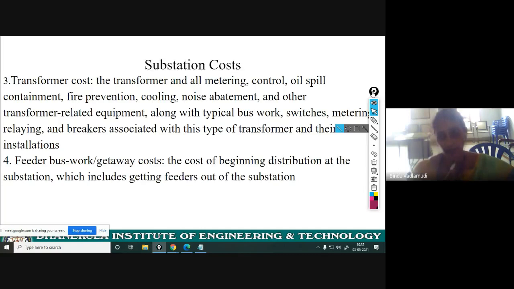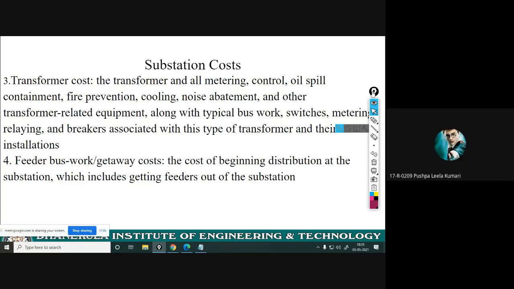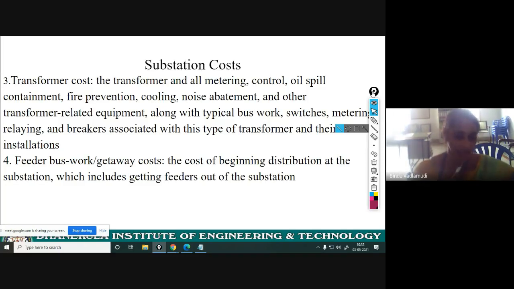So what are the costs involved in the substation? How are they categorized? They are site cost. What is the site cost? The establishment or the selection of the site, or the land cost, or the capital investment, comes in the site cost. And the second group is the transmission cost.